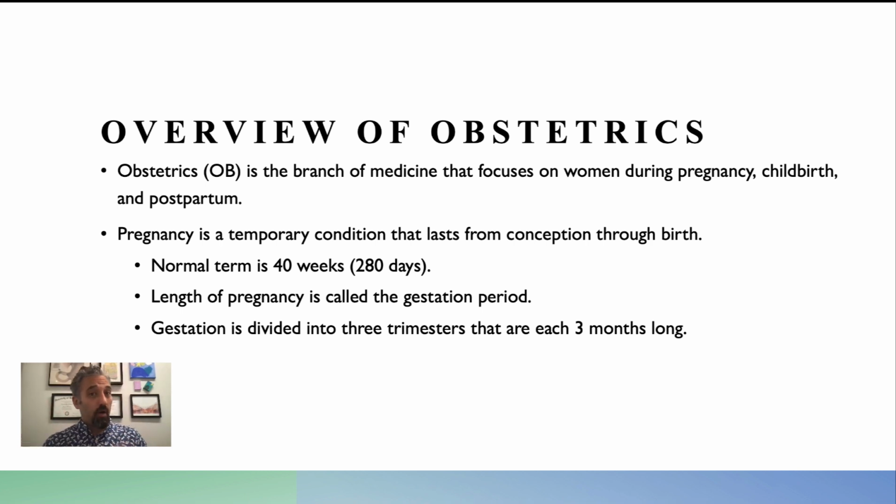So pregnancy is a temporary condition that lasts from the point of conception through birth. The normal term is about 40 weeks. It's weird to think about because that 40 weeks actually begins at the first day of the last missed period. So that technically means that you're considered pregnant for about 2 weeks before you are actually pregnant, which is weird. So it gets complicated.